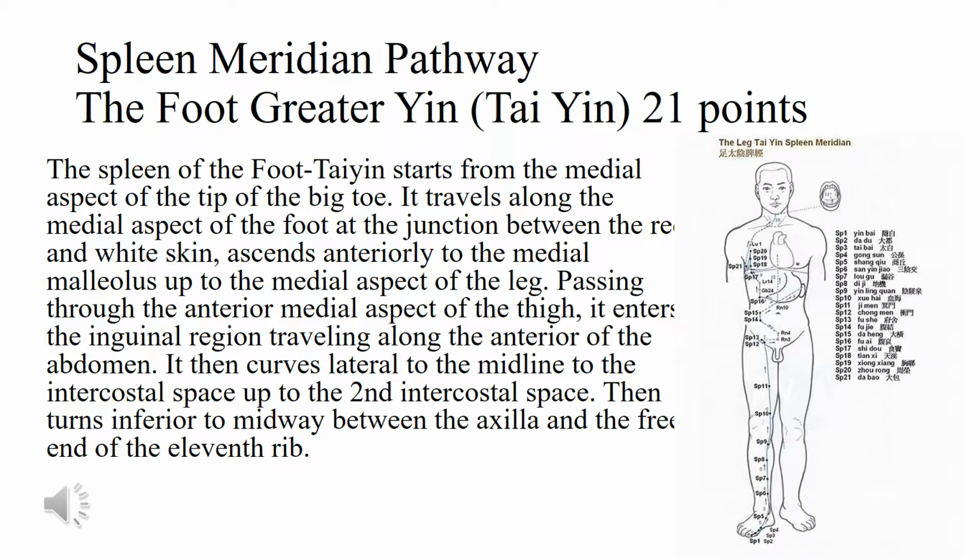But it is also a big point function-wise. Anybody remember what we use it for? Itching. You could use it for itching, because it's good for blood disorders. So it's good for cooling the blood or invigorating the blood. Blood heat would have itching, so it could be used for that. So it cools the blood, it invigorates the blood. You can use it for blood stasis, blood heat, and that would include things like rashes, itching.